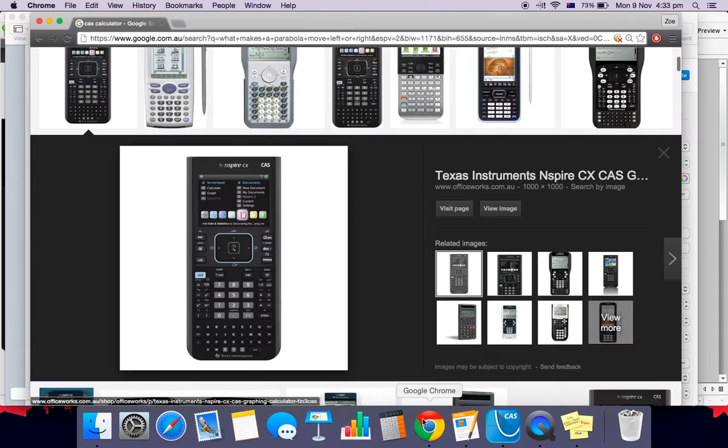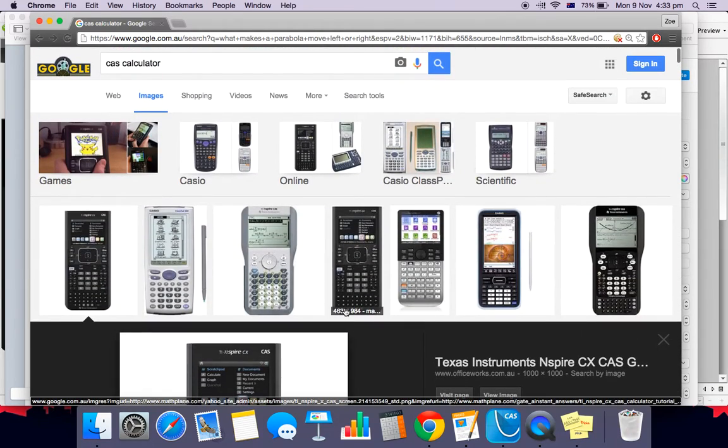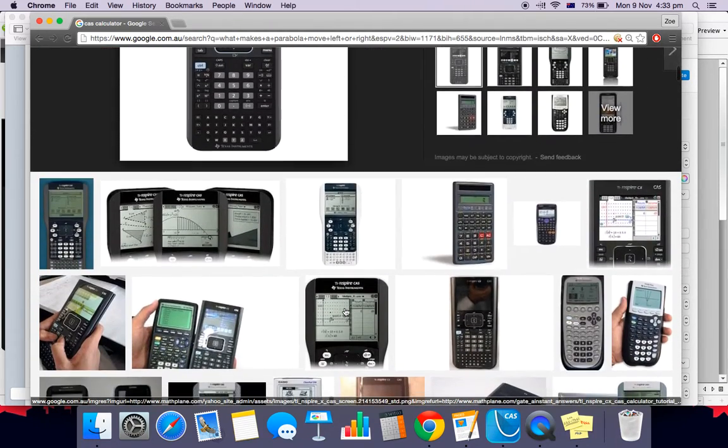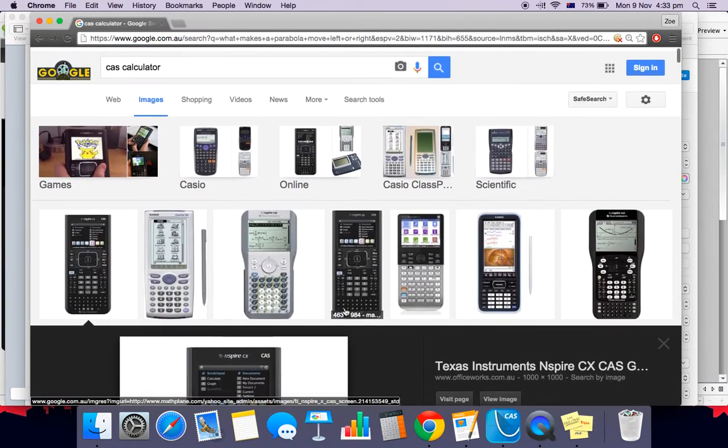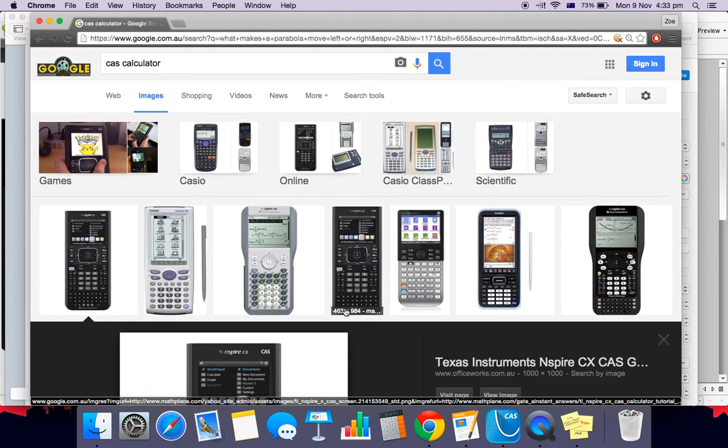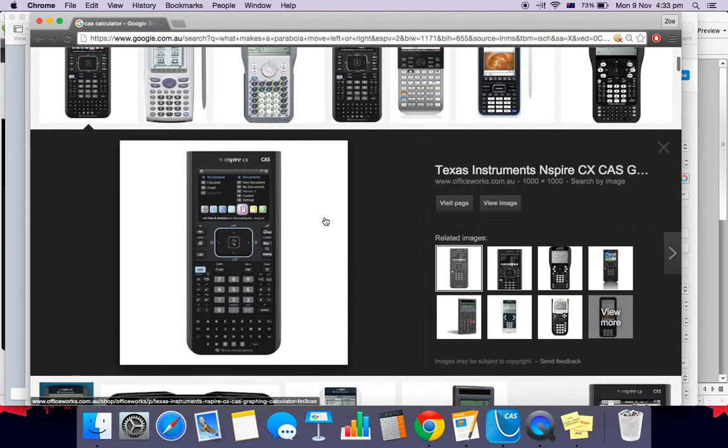The type of handheld calculator that you will probably have is this. Of course, it could be like any of these ones here. They're all TI-Nspire calculators, but the one that I have the online version of that I will be utilizing in this video is this one here.